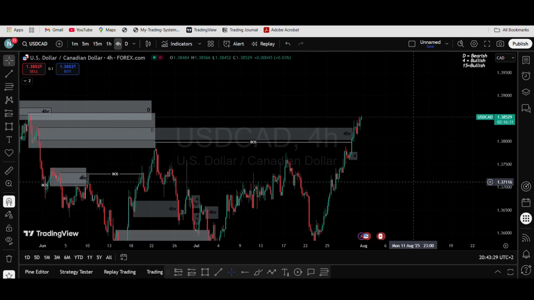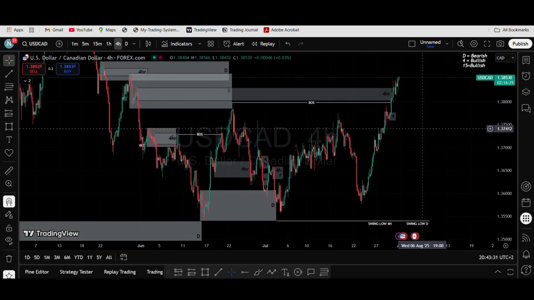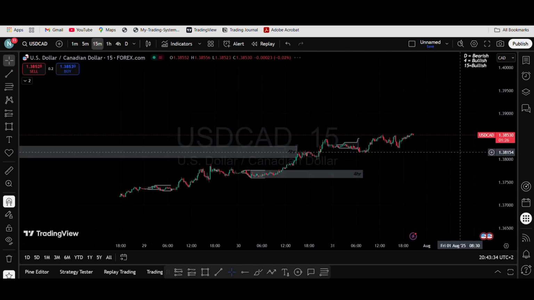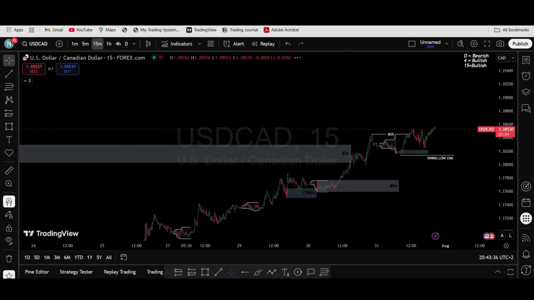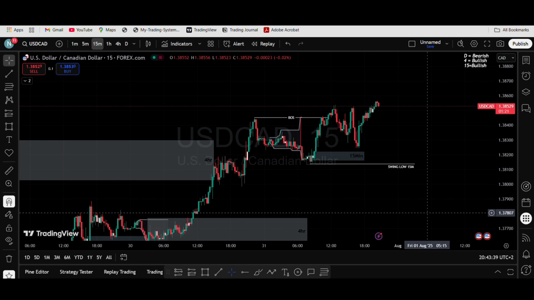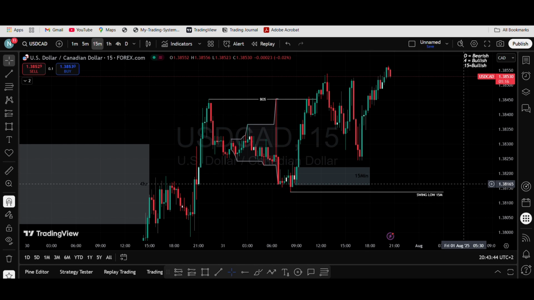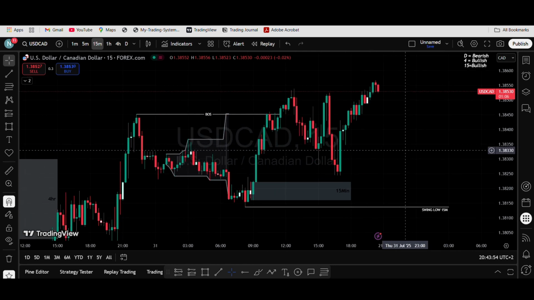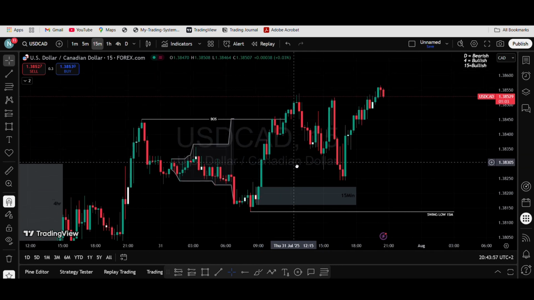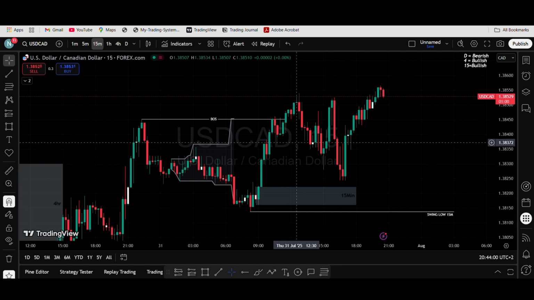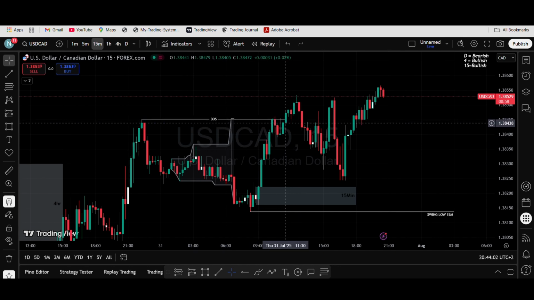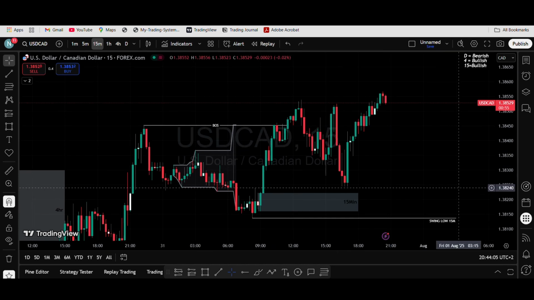So, on the 4 hour, we last had a break and it's been pushing up since. We were looking for continuations on the M15. And so we had a break of structure right at around 11:30.